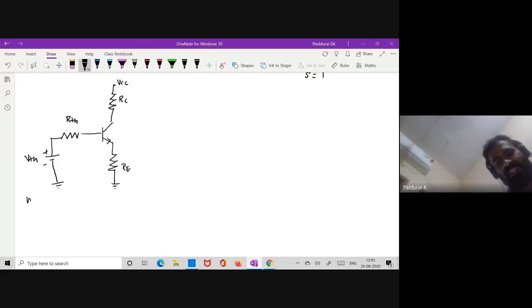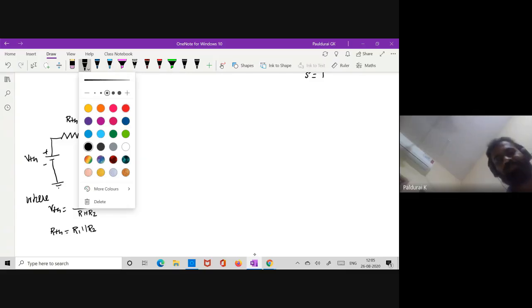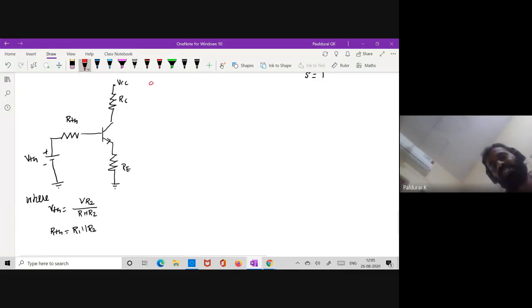Where VTH, you know, is the voltage across R2, that is given by V times R2 divided by R1 plus R2, and RTH is nothing but the parallel combination of R1 and R2. So now put the heading: to sketch DC load line.